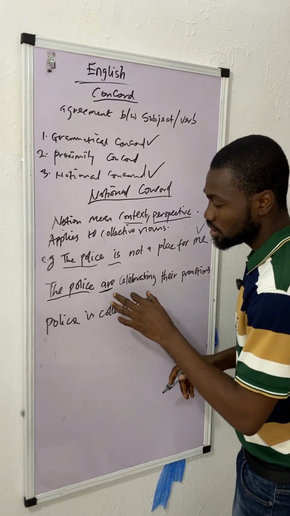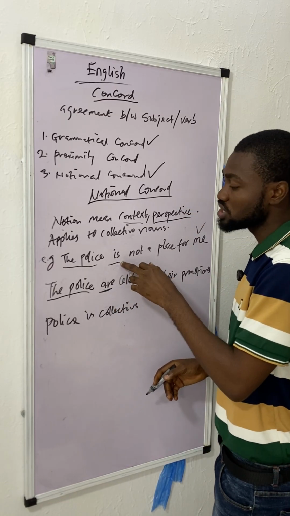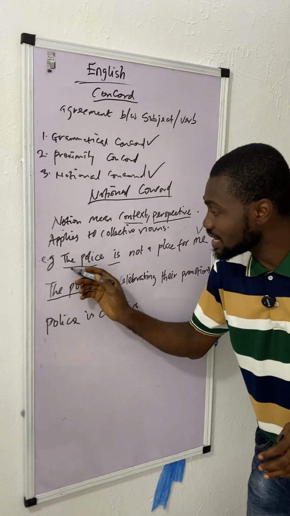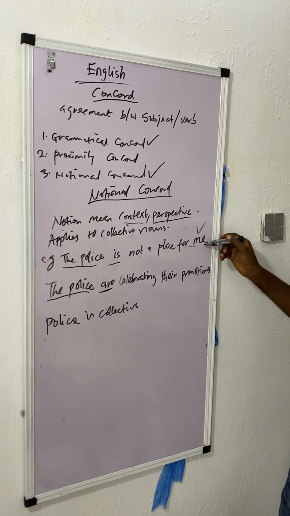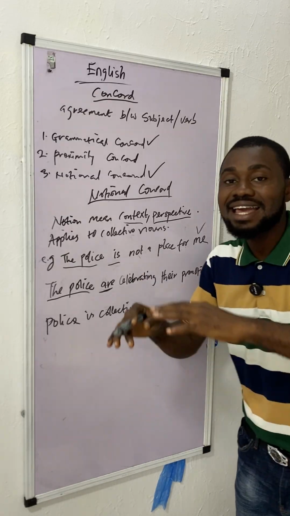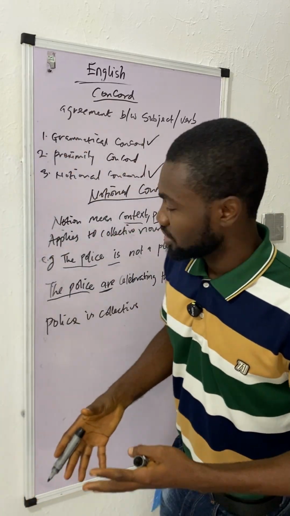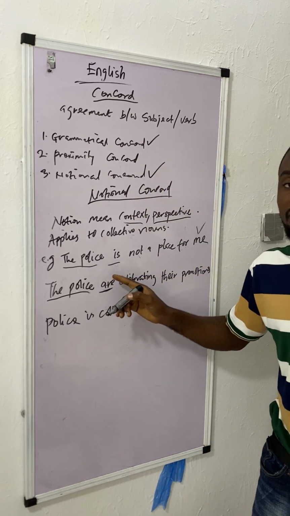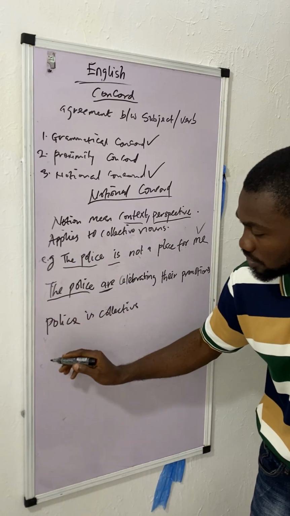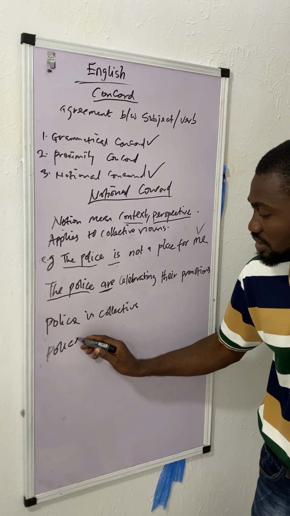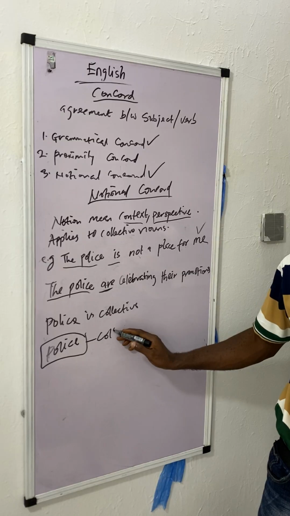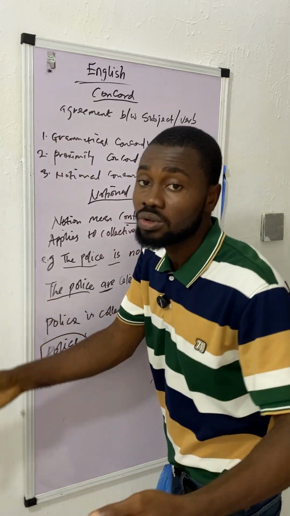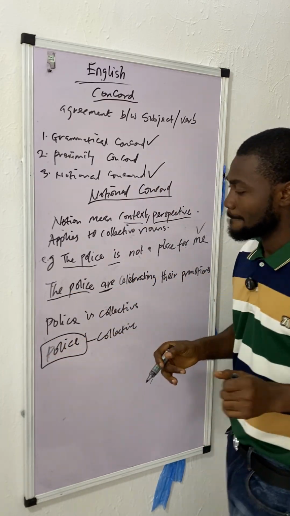When we use a singular verb, like in the first example, is, what the sentence means is that the police as an entity, as a whole body, as a corporation, is not a place for me. We are seeing the police from a singular angle, as a whole entity, as a whole body.